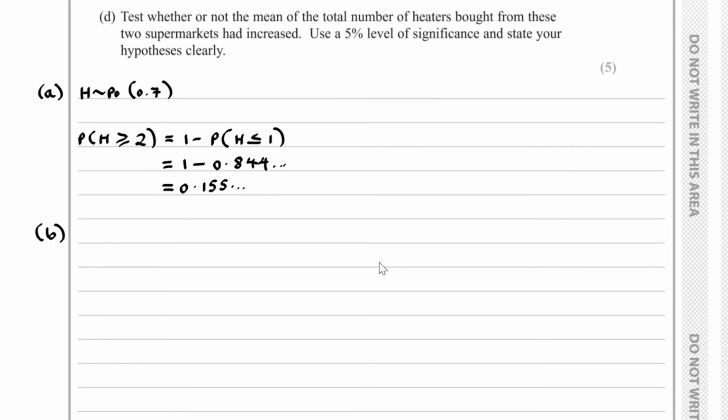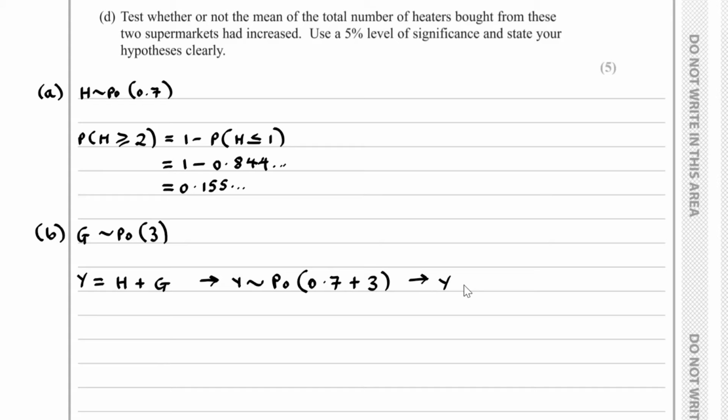So here we have G, which has a Poisson with a mean of 3. Now, because we're looking at the total, if we say that Y equals H plus G, we can see from here that Y follows a Poisson with mean 0.7 plus the 3. We can add them up because we're finding the total and they're independent. So from here we can see that Y follows a Poisson with mean 3.7.